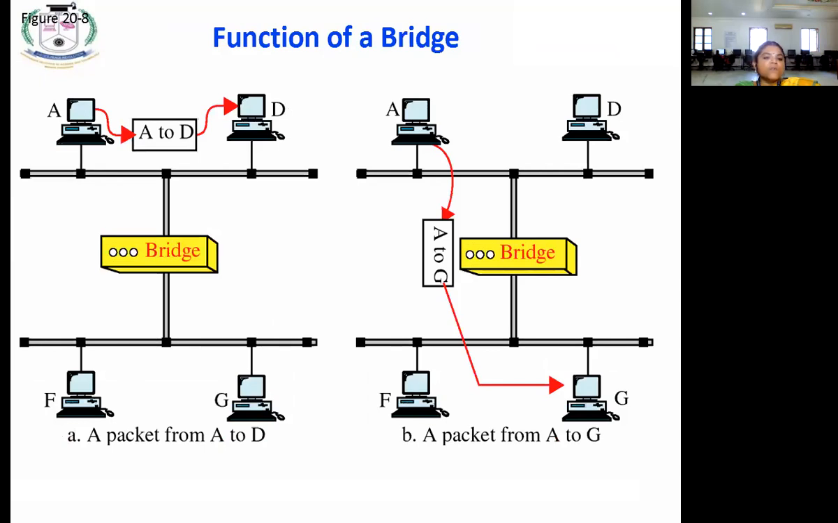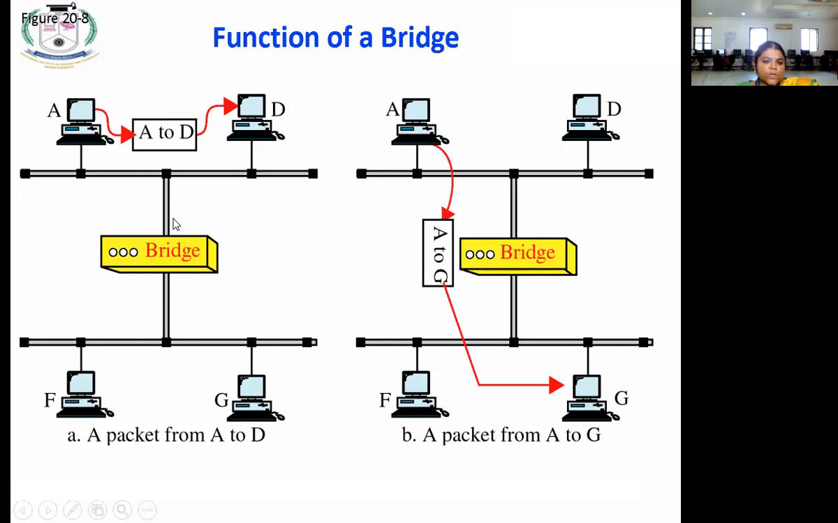The bridge will have a table which will have 2 fields. One is the address of each and every device. The next field is the LAN, or the port, to which the devices are connected. So again, the bridge is also a 2-port network. It means it will have one port.